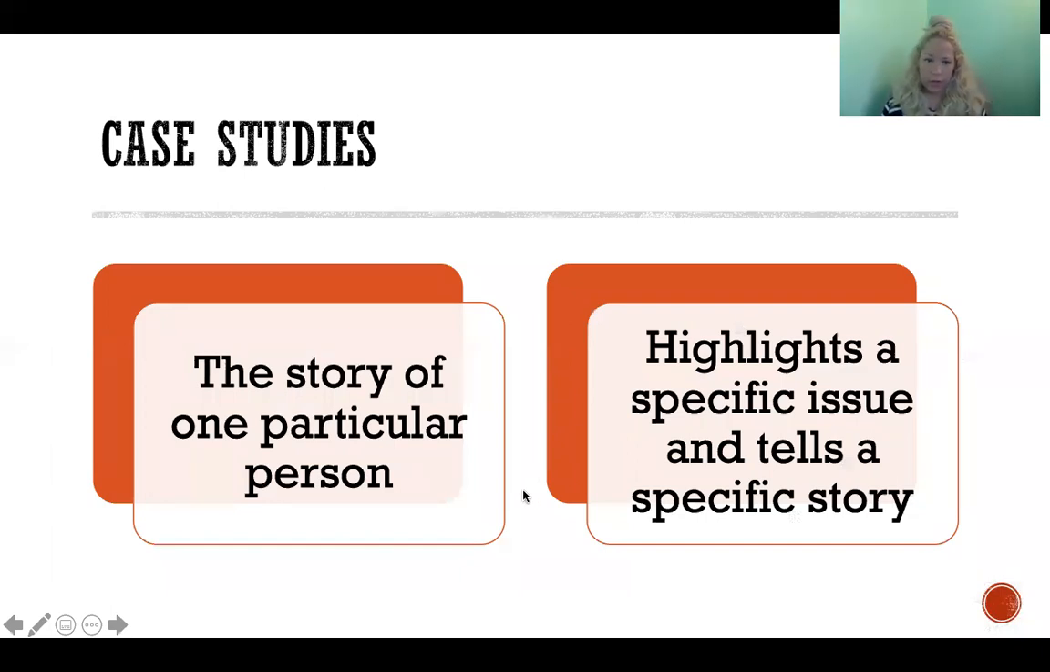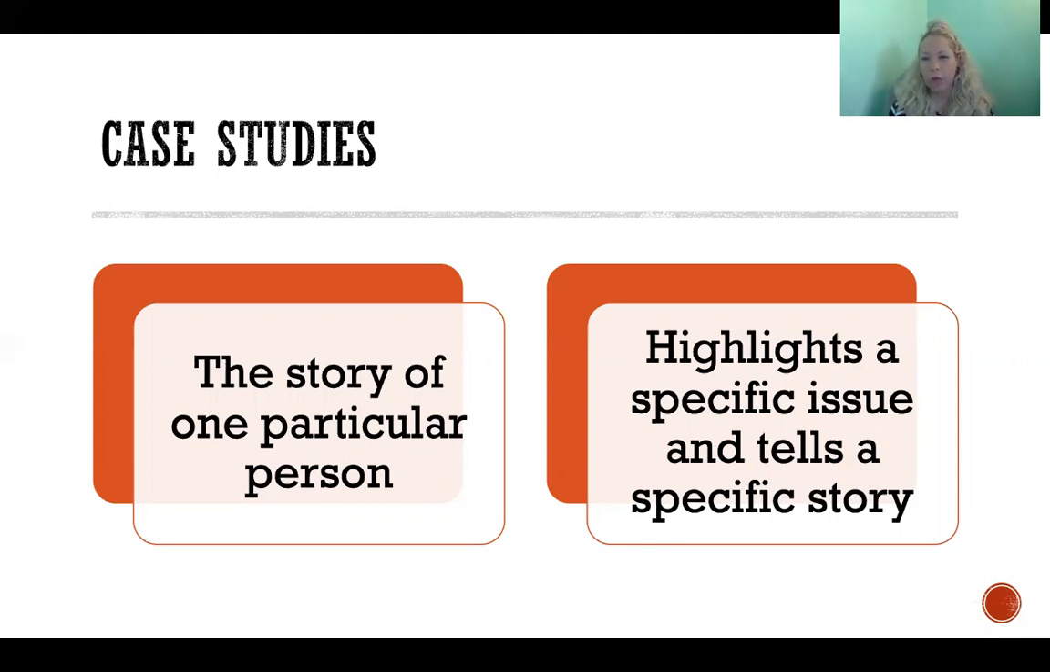All right, case studies. So we can have case studies in quantitative and in qualitative research. A case study is the story of one particular person, or it could be one particular entity of some kind. So it could be one organization, or one hospital, one school. So it's one entity, one individual of whatever it is that is having an experience. In qualitative research, it'll highlight a specific issue or tell a story from that particular person or entity, whoever it is that you're studying.